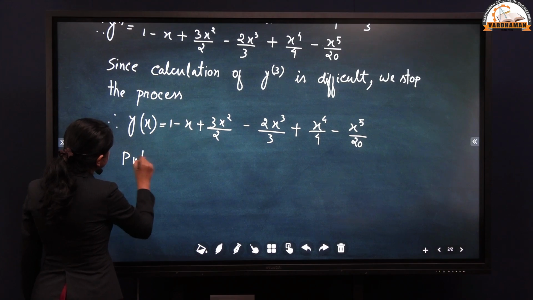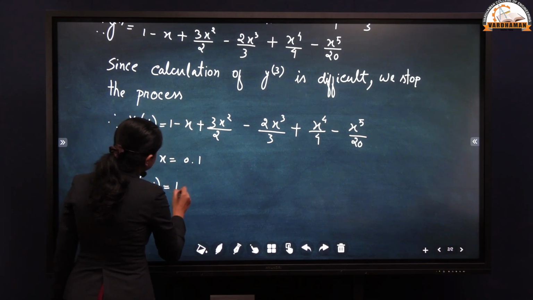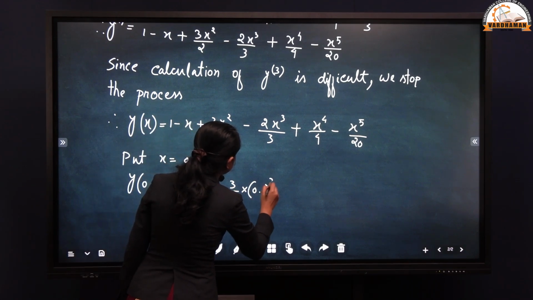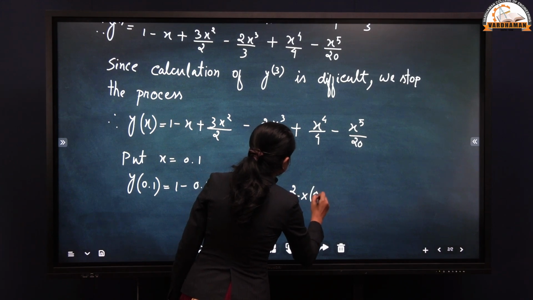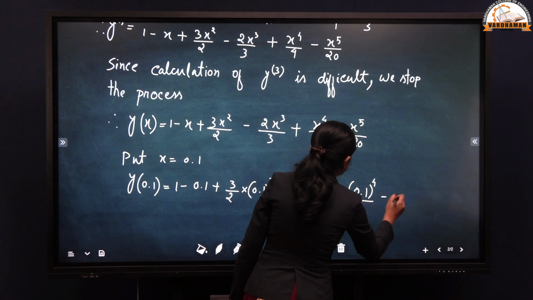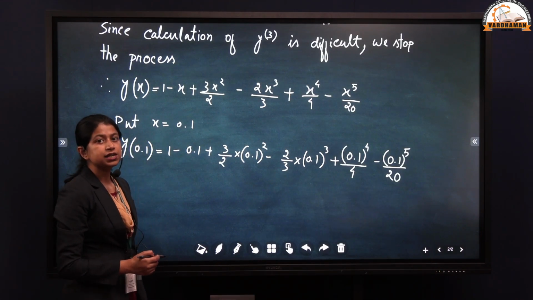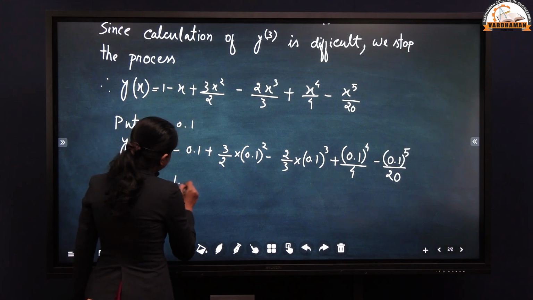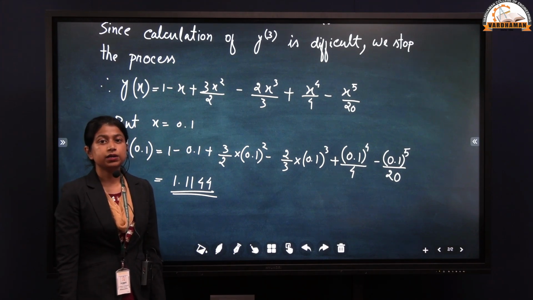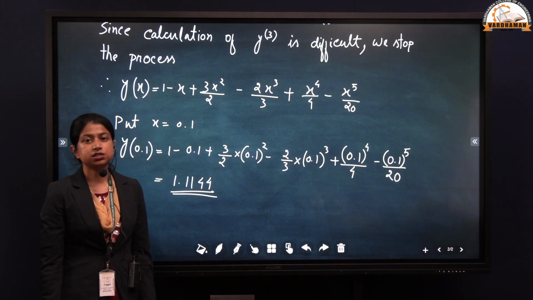Now we put x equal to 0.1. So we get y at 0.1 is equal to 1 minus 0.1 plus 3 by 2 into 0.1 whole square minus 2 by 3 into 0.1 whole cube plus 0.1 power 4 by 4 minus 0.1 power 5 by 20. If you compute this value using a calculator, you will get 1.1144, which is the required answer. So this is how we need to find the approximate solution of an ordinary differential equation using Picard's method. Thank you.